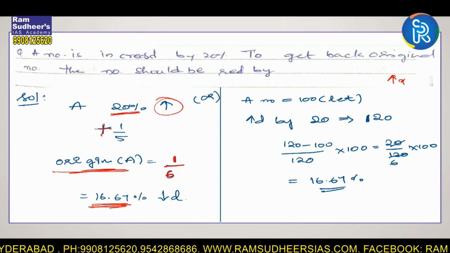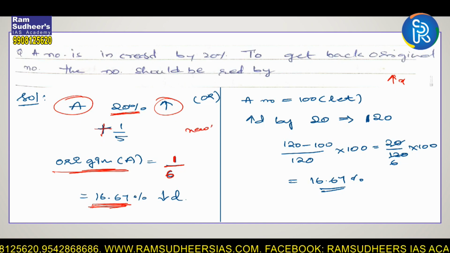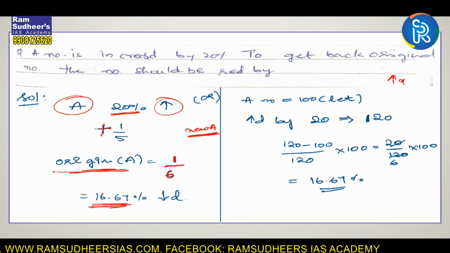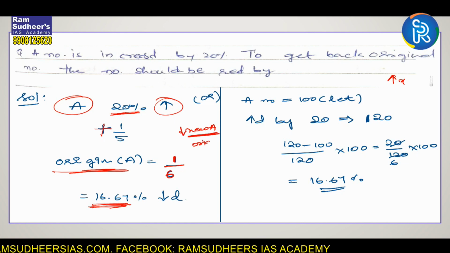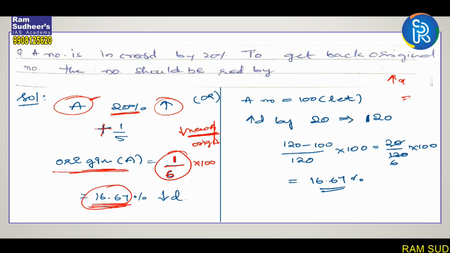The original number is A. It is increased by 20%. Now it is new A. And he is asking us to find out by how much percent new A should be decreased to obtain the original A. Now it should be decreased by 1 by 6 times, which is 16.67%, because 1 by 6 into 100 is 16.67. And therefore the new number should be decreased by 16.67% to obtain the original number, and this is by assuming it to be 100.